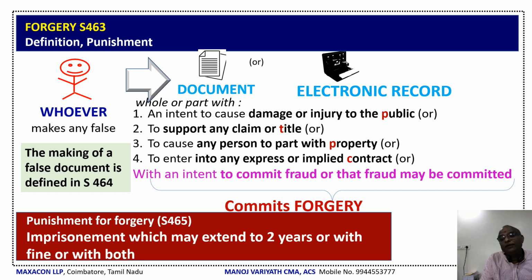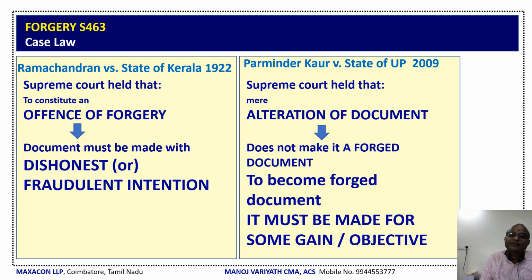Now, there are three important case laws. Let us study about it. Here, Ramachandran versus State of Kerala in 1922. Here, the Supreme Court has said, if you want to constitute any offense as a forgery, the document must be made with dishonest or fraudulent intention. So, dishonest or fraudulent intention, that mens rea, is the important element to constitute any offense as forgery.